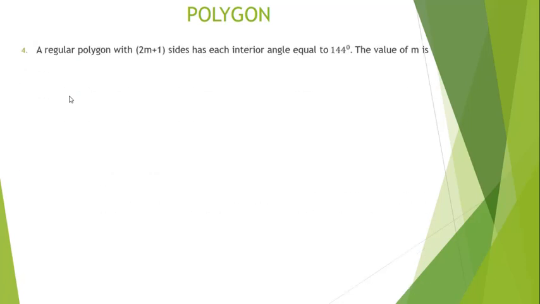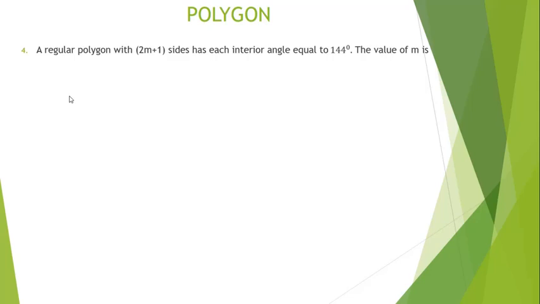The last question. A regular polygon with 2m plus 1 sides has each interior angle equal to 144 degrees. The value of m is, now a regular polygon with this number of sides, each of the interior angle is 144 degrees. Generally, number of sides is denoted as n, but in this case we've been given number of sides to be 2m plus 1. So which means that n equals 2m plus 1 in this case. And also we're given each interior angle to be 144 degrees.